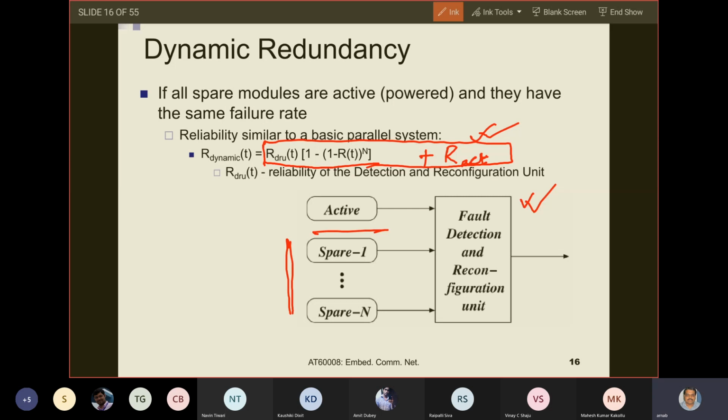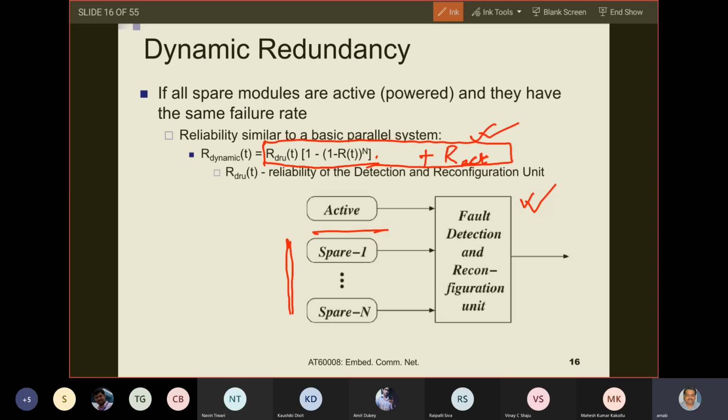You want to say that here also you want to multiply with R act? Here also you want a multiplication with R act? This is what you are saying? No, sir, I'm saying with R act, if you multiply RDRU, RDRU is the reliability of that.